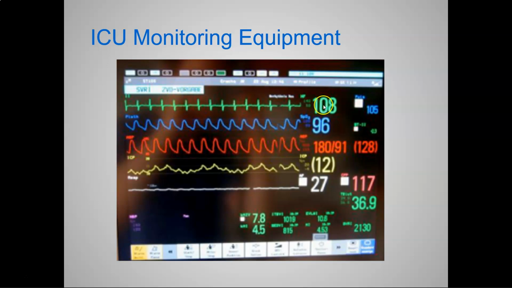Heart rate, currently sinus tach, 108. We have our SpO2, 96%. I like that. We have our arterial line. Okay, and look at that waveform. We're going to talk about the waveform, by the way. We're actually going to take a peek at it a little more in depth.